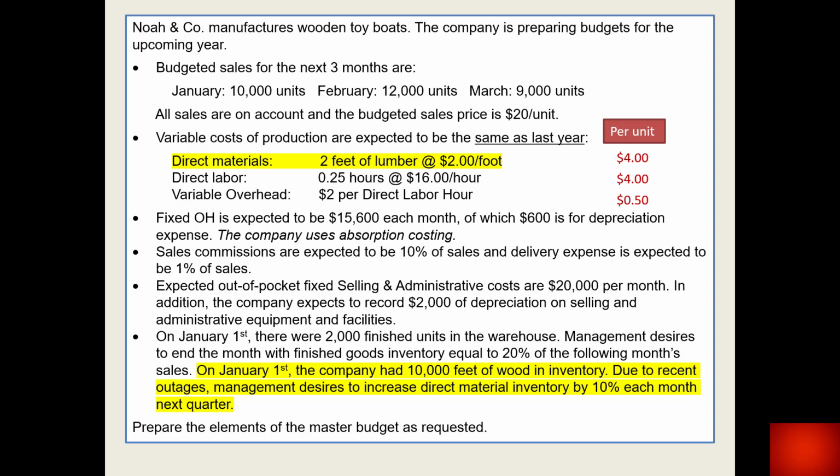We began with 10,000 feet of wood, and we want to increase that by 10% each month next quarter. Now all of that will need to be factored in to our purchases budget.